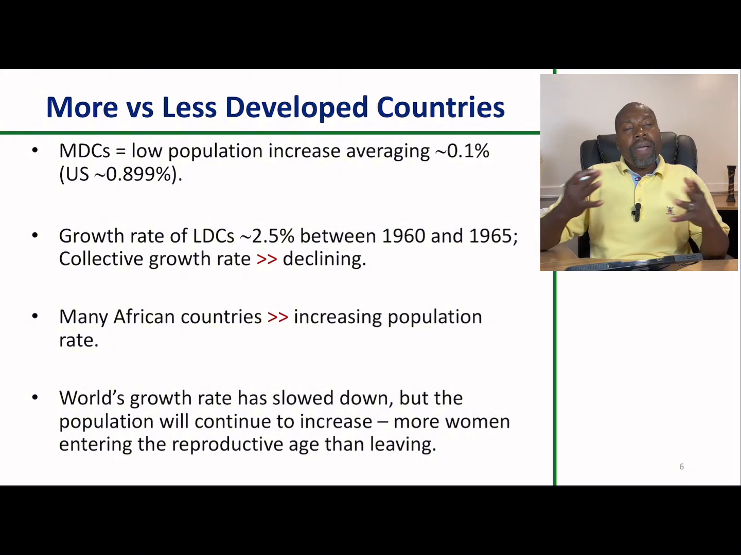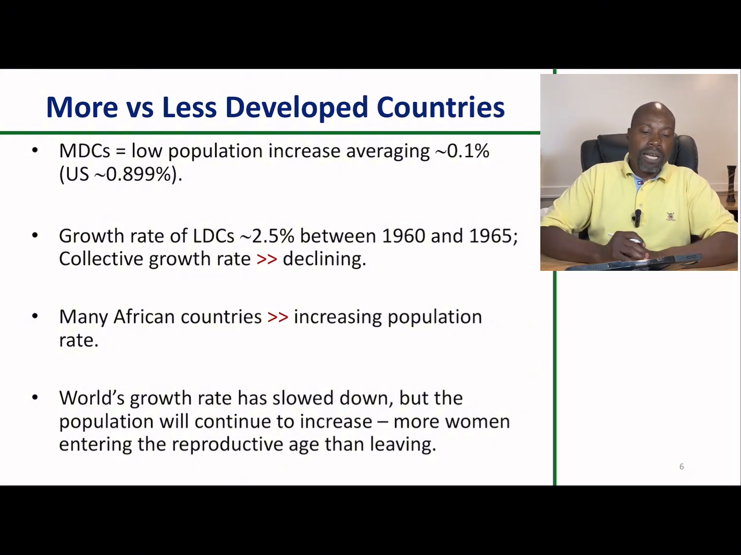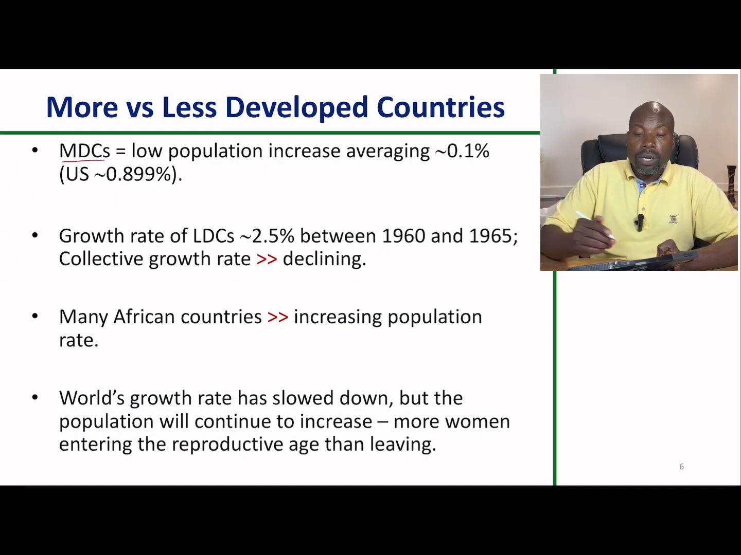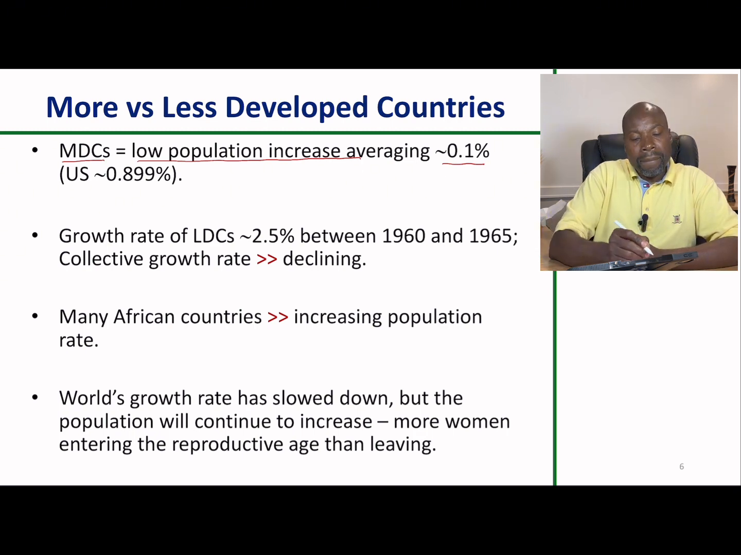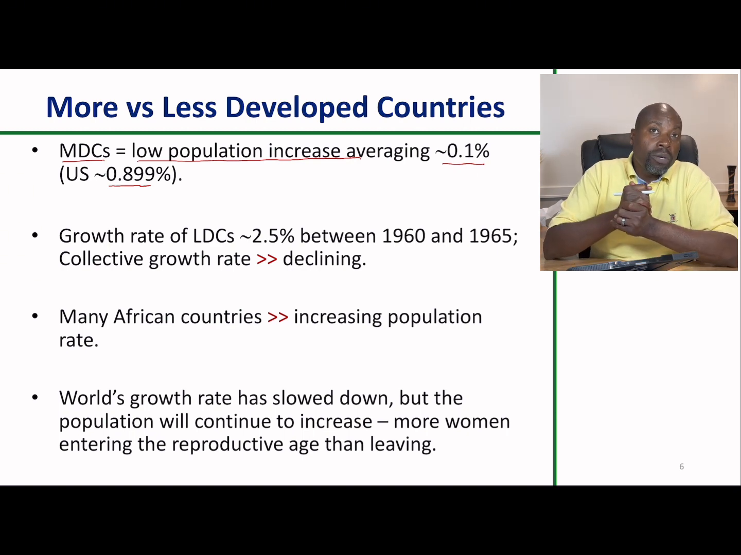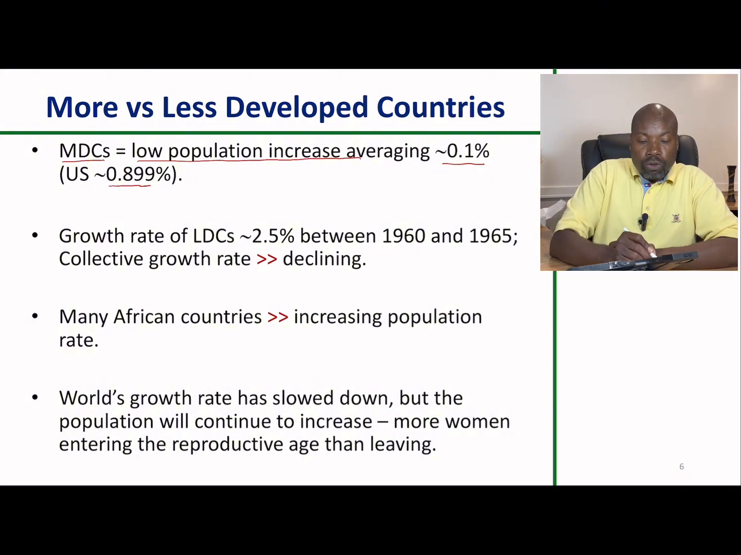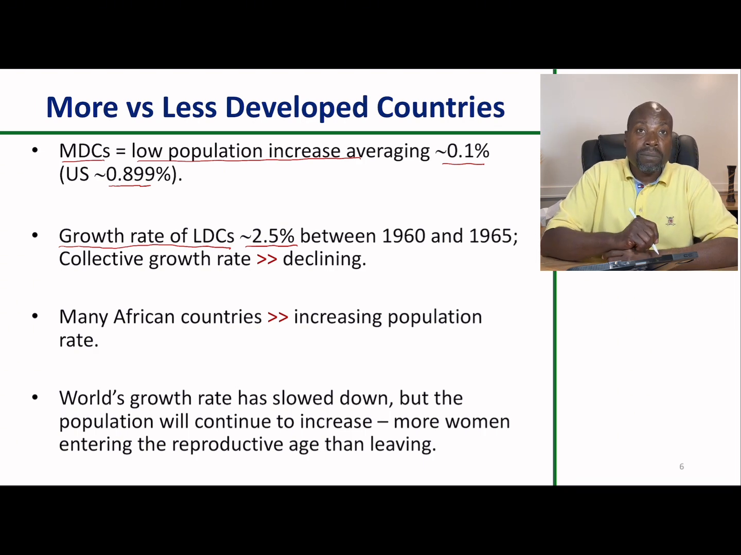All right. So comparing more developed countries and less developed countries. In the more developed countries, we do see overall a low population increase, averaging about 0.1% per year. In the US, that increase is about 0.9, almost 1, while the growth rate in less developed countries is going to be around 2.5%, which is considerably different compared to the more developed countries, right?